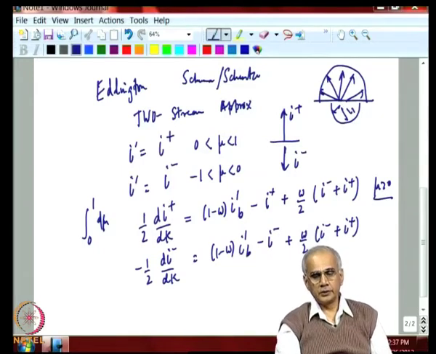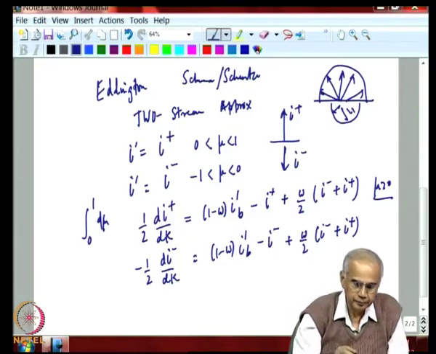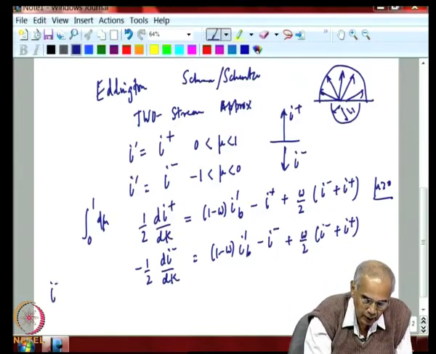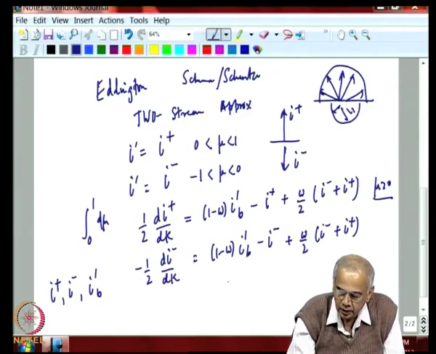So, we have two equations and there are three unknowns of the problem, I plus, I minus and I b. The three unknowns are I plus, I minus and I prime b. We have only two equations, we will have to look for a third equation. Before that, let us understand the boundary condition.